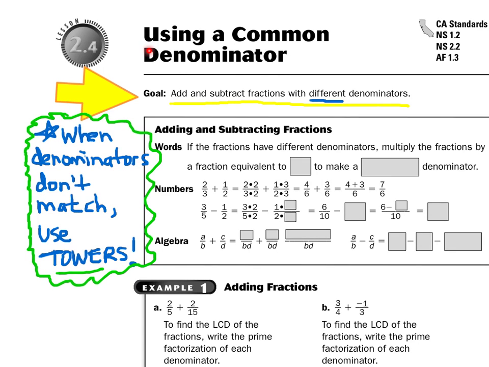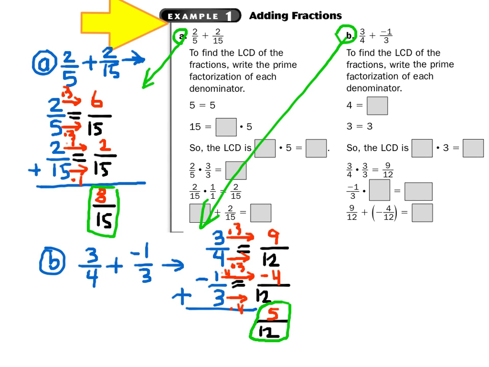You guys, today we're going to talk about using a common denominator. So we're going to add and subtract fractions that have different denominators. And here's my big hint. Write this down in the margin: when denominators don't match, use the towers. And I'll show you what I'm talking about next.